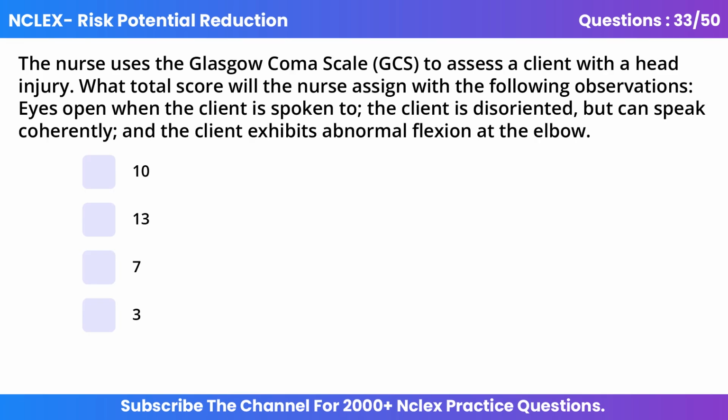Question 33. The nurse uses the Glasgow Coma Scale, GCS, to assess a client with a head injury. What total score will the nurse assign with the following observations? Eyes open when the client is spoken to, the client is disoriented but can speak coherently, and the client exhibits abnormal flexion at the elbow. A. 10.